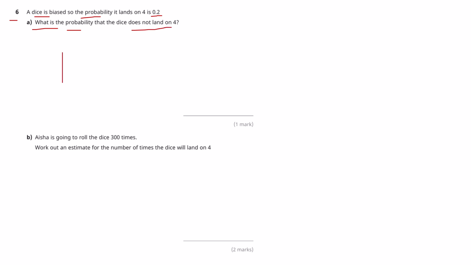Well, that would be 1 minus 0.2. So 1 subtract 0.2, and I get 0.8. Because the key with probability, guys, is it has to always add up to make one whole. So 0.2 plus what makes 1, or 0.2 plus 0.8 makes 1. Or working backwards, if it does not land on 4, that's going to be 1 minus the probability that it lands on 4, which is 0.2, hence how I get that.